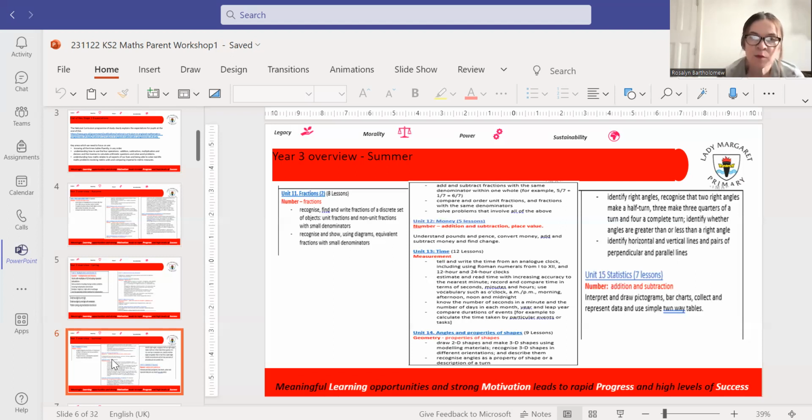Unit 14, angles and properties of shapes, and then Unit 15, statistics, which means looking at interpreting and drawing pictograms, bar charts, and collecting and representing data using simple two-way tables. So you can see that having looked at Key Stage 1, all of those topics are very similar. We're just moving that learning on to understand more complex aspects of maths.